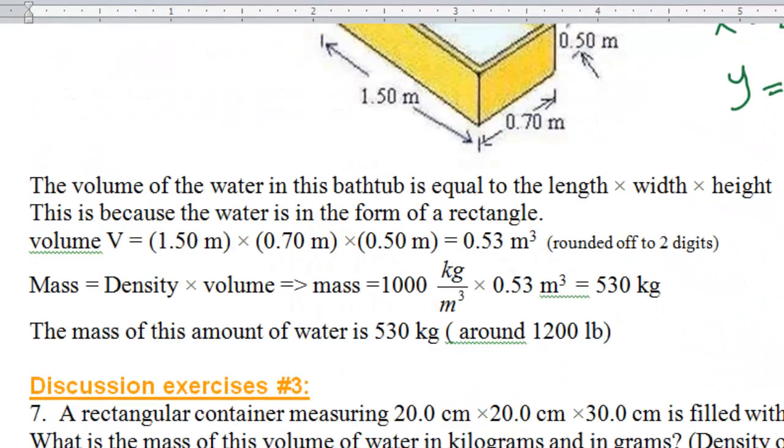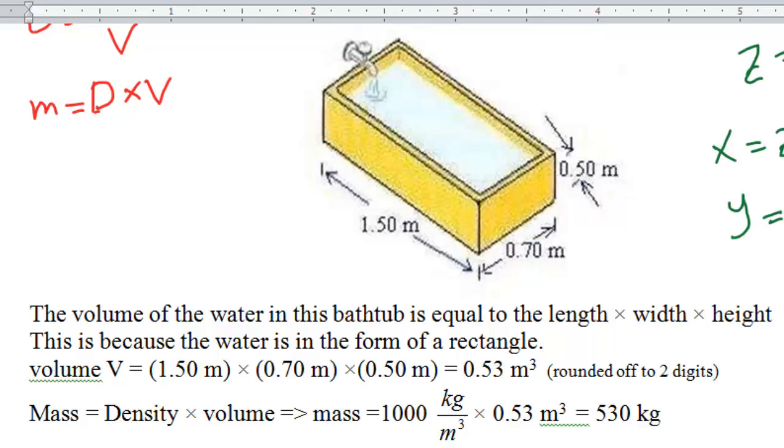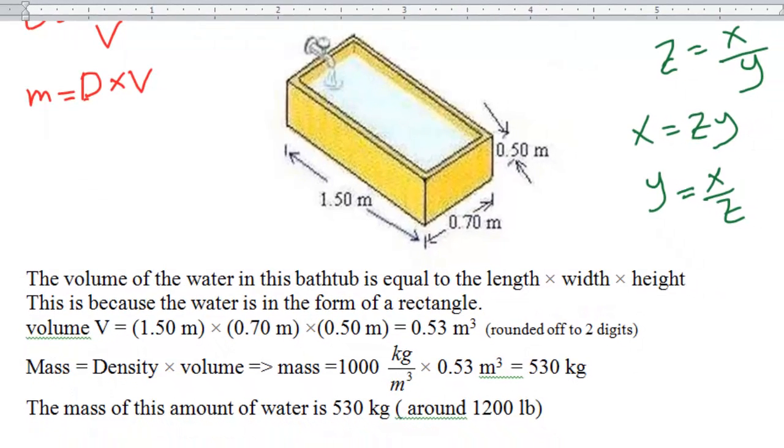Here the volume is not given directly, but we are given the dimensions of that bathtub that has the water in it. Of course, liquids always take the shape and therefore the volume of whatever container you place them in. So the volume of the bathtub and therefore the volume of the water will be the length times the width times the height, which will yield 0.53 cubic meter. So this will be the volume of the water in this bathtub. And the mass will be density times volume. So it's 1000 kilogram per cubic meter times 0.53.